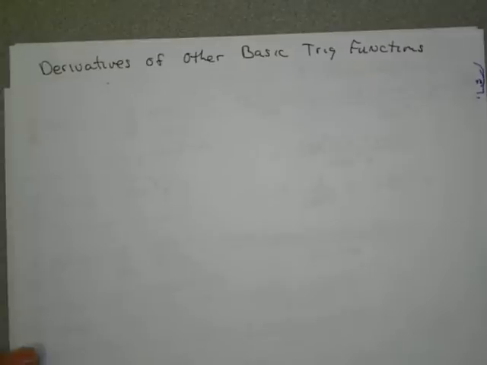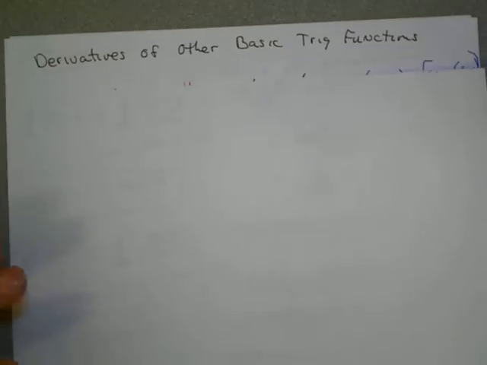Now let's look at our sine and cosine functions, and let's use that product and quotient rule to find the other trig functions. Actually, let's use the quotient rule.